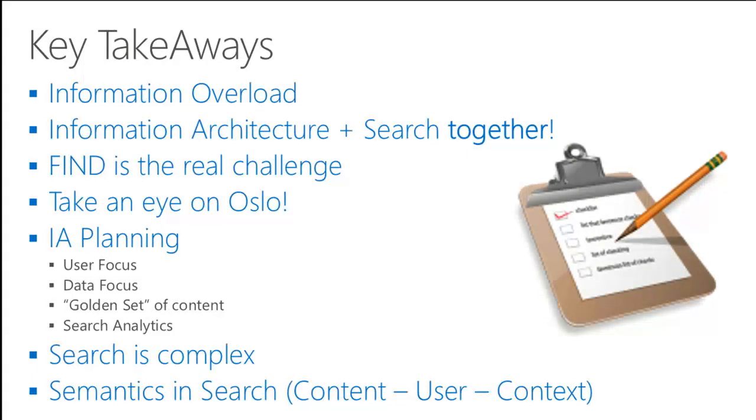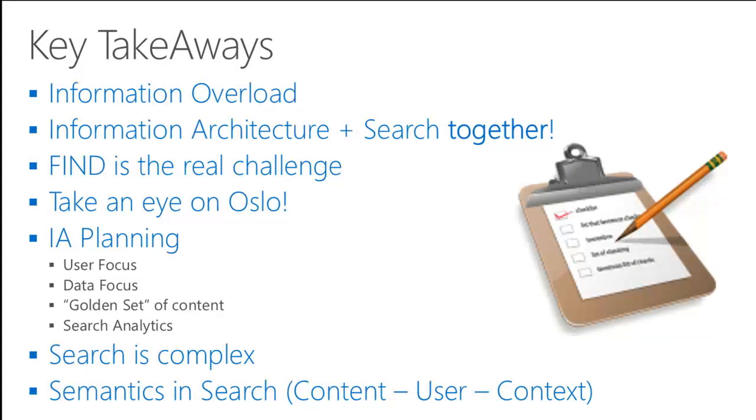If you do have a good IA, you get a good search. And that's it. If your search doesn't work, most likely that means your IA is not good enough, right? So it's not the fault of SharePoint. Don't blame the technology. Consider to improve your content if you want to improve your search. Take an eye on Oslo. It's coming. It's cool. It's really great.